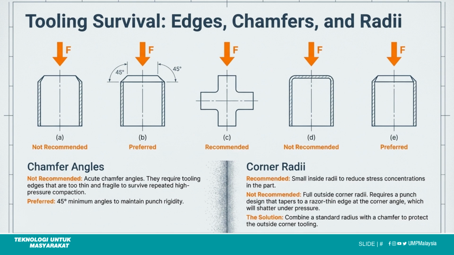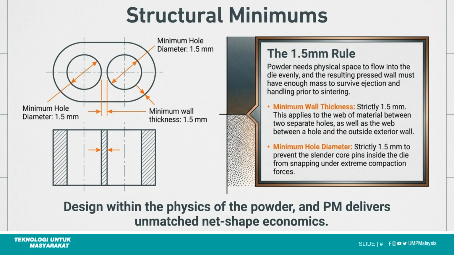Proper tooling survival requires careful consideration of chamfer angles and corner radii. Acute chamfers and full outside radii are not recommended, as they can cause tooling to shatter under high-pressure compaction. The 1.5 millimeter rule defines structural minimums. Minimum wall thickness must be 1.5 millimeters to ensure even powder flow. The minimum hole diameter is also 1.5 millimeters to prevent core pins from snapping under compaction forces.